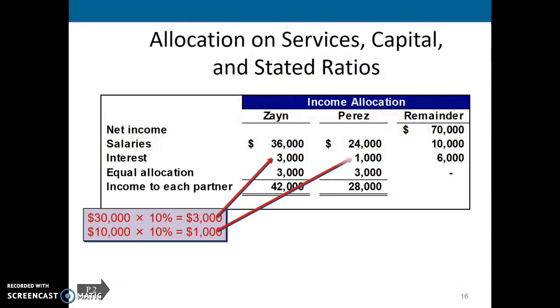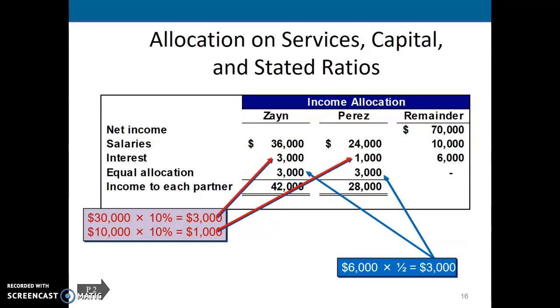All right, so we'll begin with the $70,000 of income to allocate to the 2 partners. Next, we provide an allowance for salary of $36,000 that goes to Zane and $24,000 that goes to Perez. We can look at there and we see that we started with a $70,000 net income. After we deduct them, that gives us a remainder of $10,000 to be allocated to the partners.